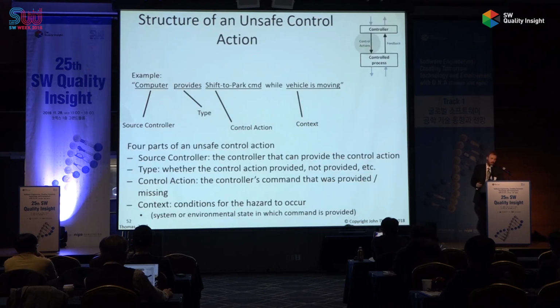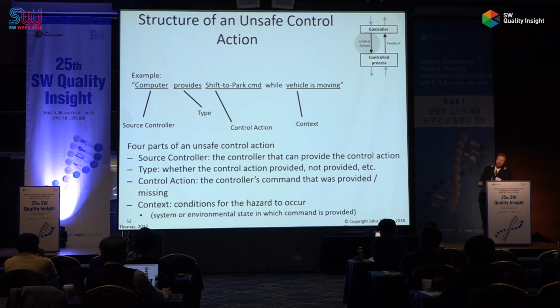We identify those unsafe control actions. There's a lot more to the method that I don't have time to show, but I'll give you a reference if you want to read more. One of the pieces of guidance is that an unsafe control action is very precise. It has 4 ingredients. The first is the source controller, who's providing the control action. What is the type, provided or not provided? What is the command, and what is the context?